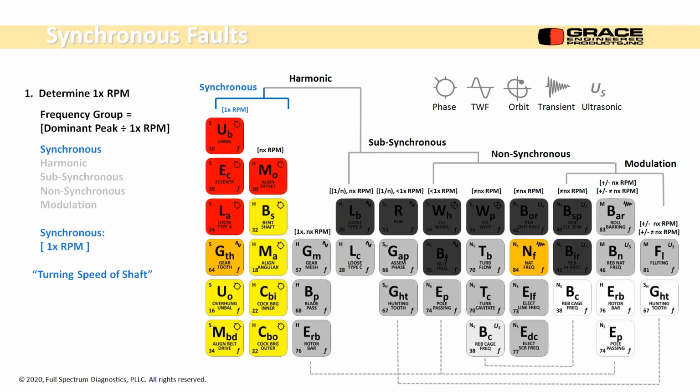Okay, so what is synchronous? Synchronous is turning speed of the shaft. Turning speed of the shaft, very important. This is what we want to compare all the other faults in the table to. So if our fault is at turning speed, and our past example was 1760 RPM, that's going to be what we focus on. So if it's at turning speed, synchronous fault, it's one of these 11 things.